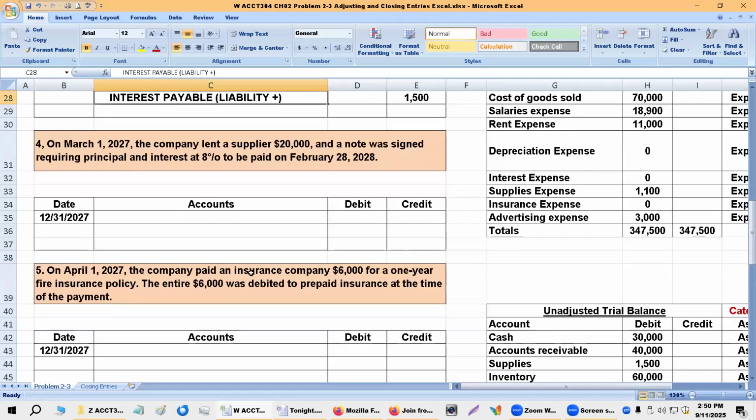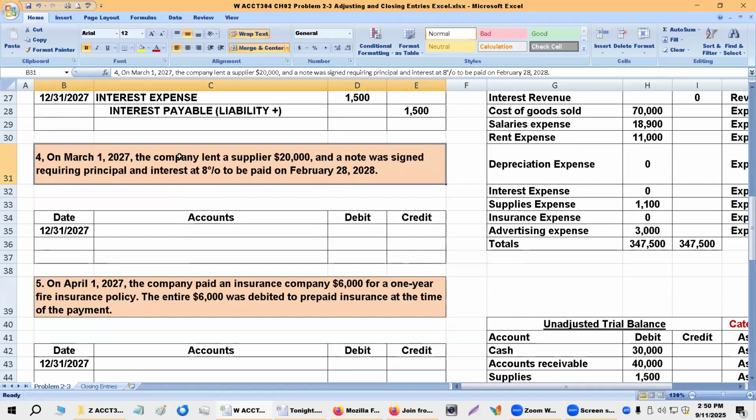On March 1st, the company lent the supplier $20,000 and a note was signed requiring principal and interest of 8% to be paid on February 28th. So both these are actually short term. This one you could actually put into the note itself. So now this is us lending money to a supplier. Now you might think, well, that's kind of an odd transaction. Why are we lending money to a supplier? Well, it could be due to maybe we have a request that they supply something to us that they normally don't.